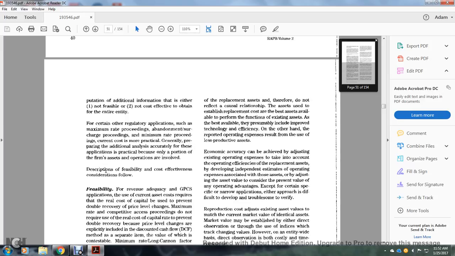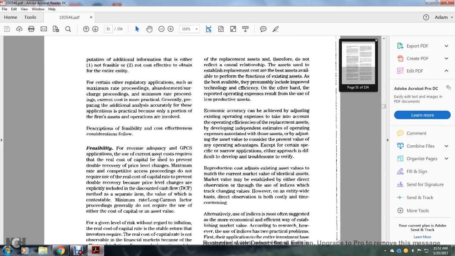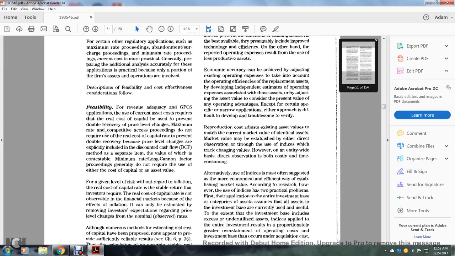Further, certain other regulatory applications, such as maximum rate proceedings, abandonment proceedings, surcharge or minimum rate proceedings, and proceedings with the current cost of the permit, are more practical. Generally, preparing additional analysis to account accurately for these applications is less burdensome, in particular because they involve only the portion of the firm's assets and operations involved. The description of the feasibility and cost effectiveness of the consideration follows.